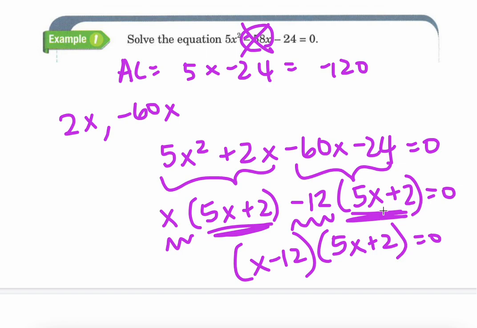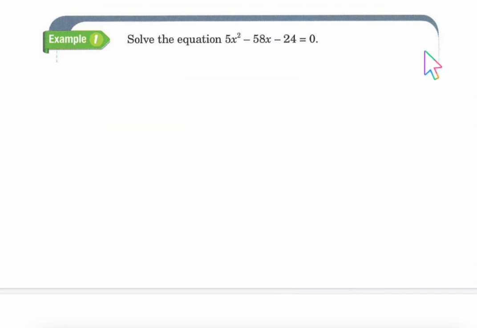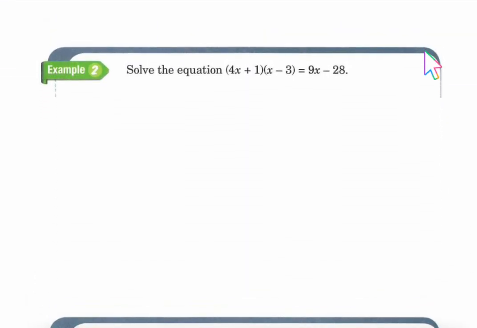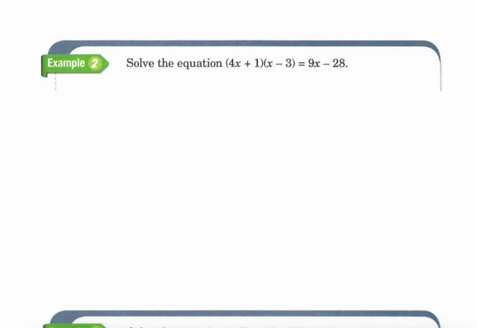So again, both methods work to get you your final answer of x equals positive 12 and negative 2/5 when you set each of those binomials equal to 0. So use the method that you are more comfortable with. All right, let's move on to example 2 from the book. Solve the equation 4x plus 1 times x minus 3 equals 9x minus 28. Go ahead and pause the video and try it on your own first.